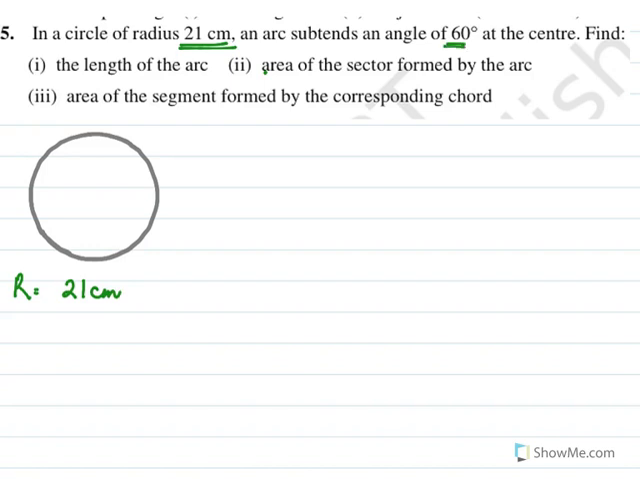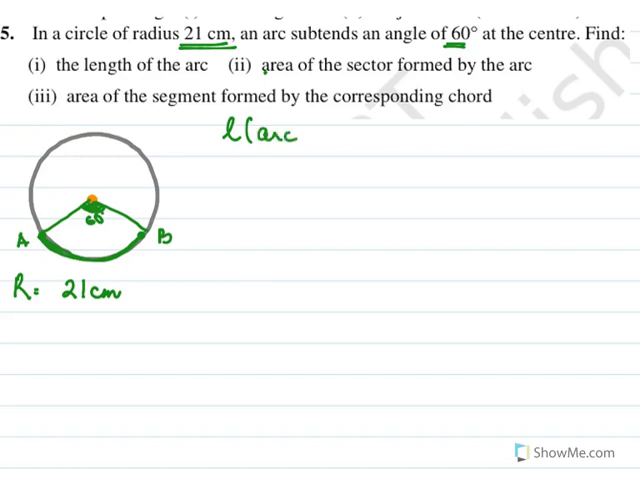In a circle of radius 21 centimeter, so this is 21 centimeter, an arc subtends an angle of 60 degrees. So let's mark an arc. To mark an arc, we need 2 points A and B, and then when we join them, we get this arc. And this arc subtends 60 degrees. So if this is the center, this angle will be 60 degrees. Find the length of the arc.